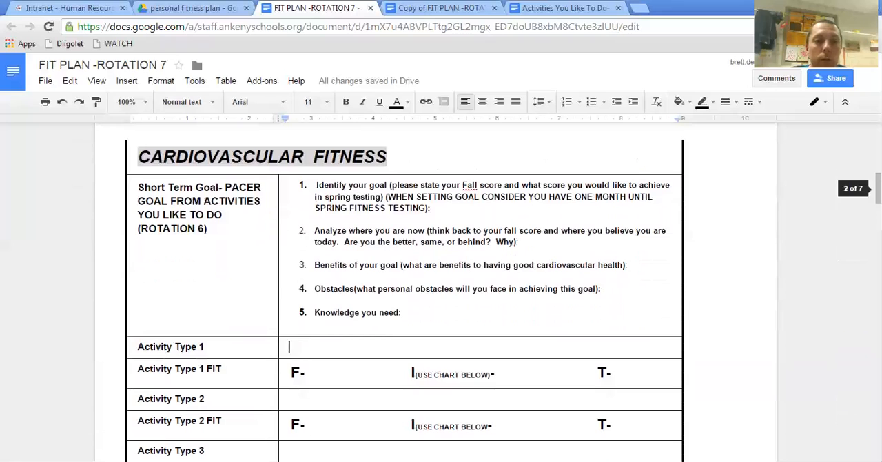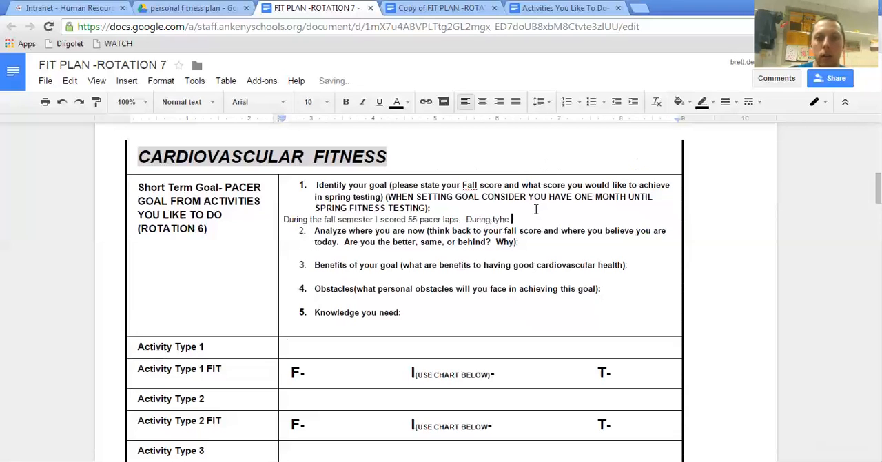Or your pacer score from the fall. If you need to go back, you can go back to your rotation 6 assignment and find that, or you can log into Daily Fit Log and find that again. So what I would do is I would identify my goal. Okay, so during the fall semester, I scored 55 pacer laps. Okay, so notice it says, please state your fall goal and what score you'd like to achieve.